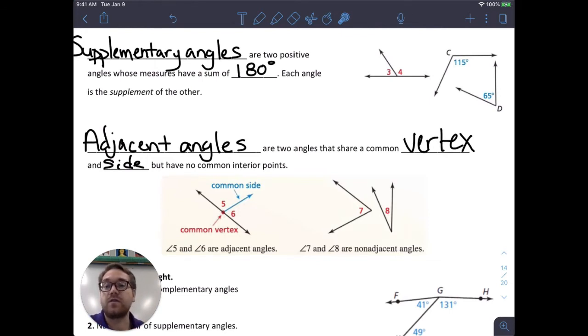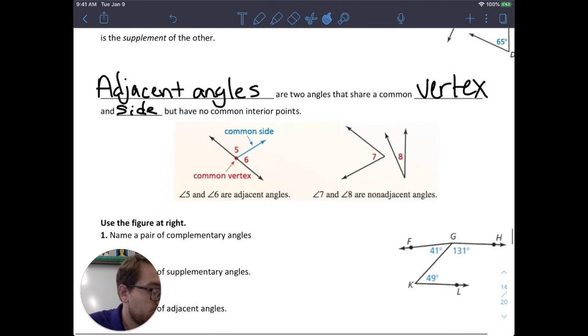And then once we start determining angle measurements, we can use the fact that two angles are complementary or supplementary to help us understand something about their measurement. So let's look at just a few examples.